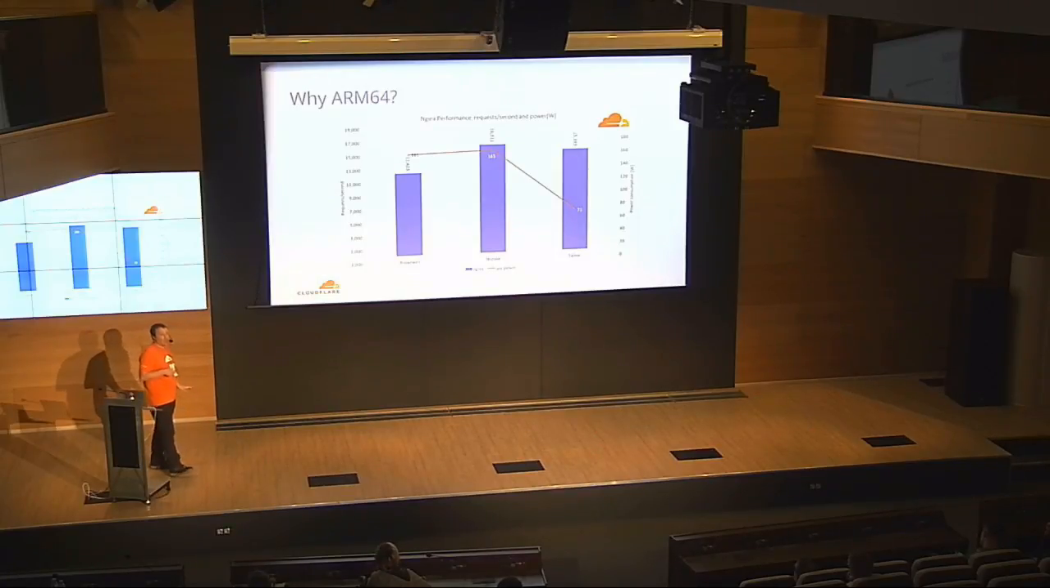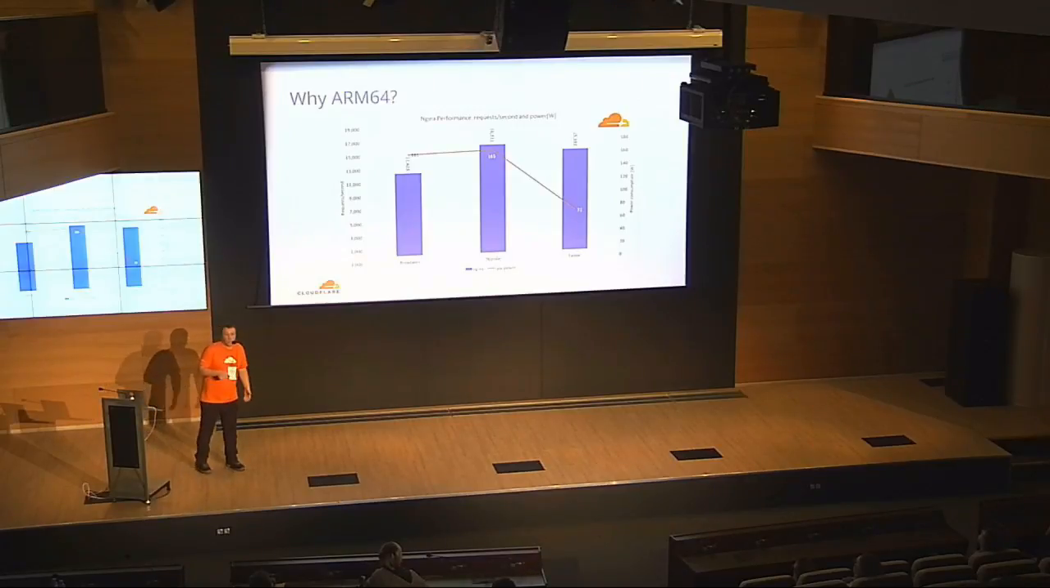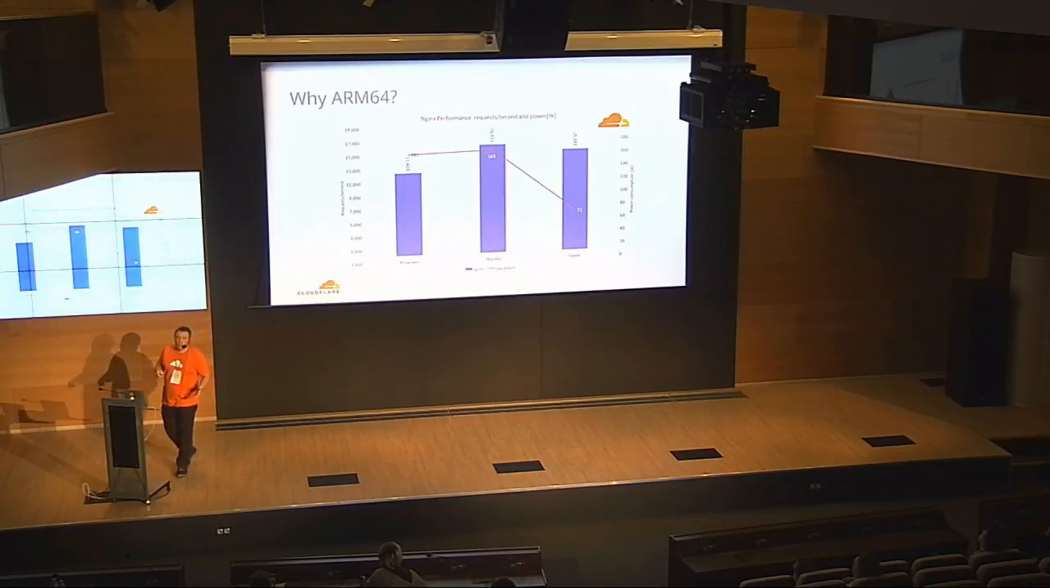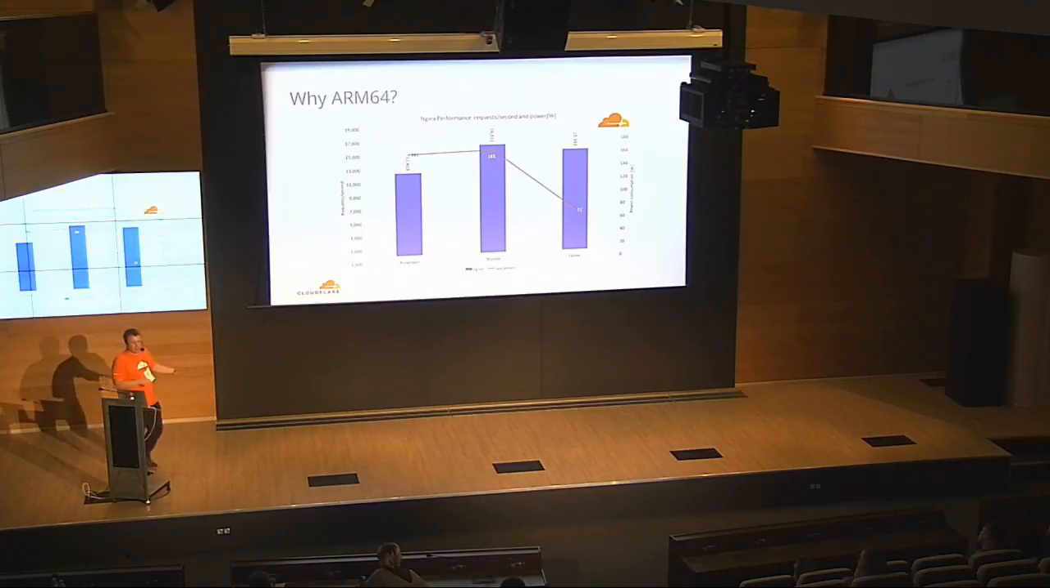But during this benchmark, we also measured the consumed power, and to serve 15,000 requests, ARM consumed about half the power compared to our current Intel generation, which is good. So we think it's a good trade-off: 1,000 requests per second for 50% power savings. We were very satisfied with this benchmark, and the next step was, okay, let's put it into production.